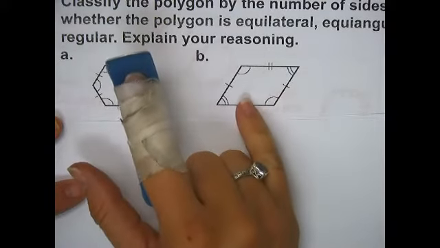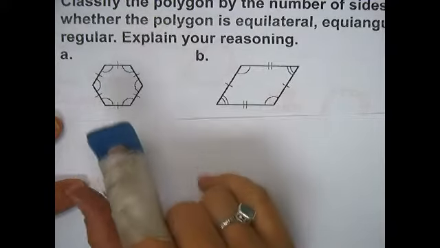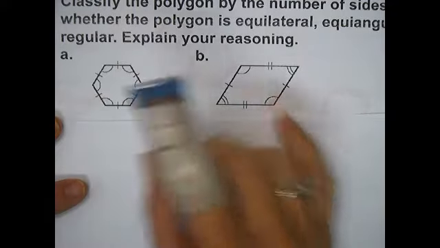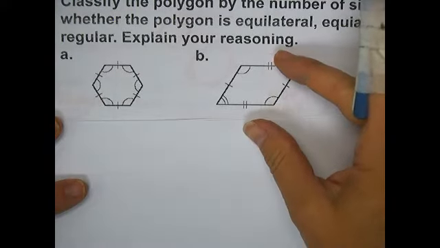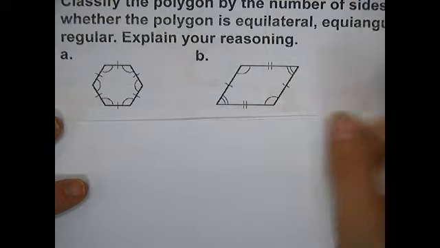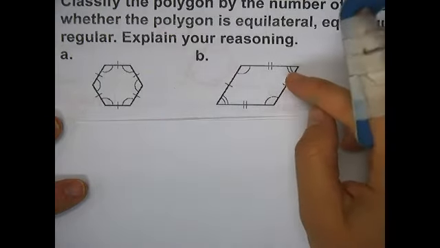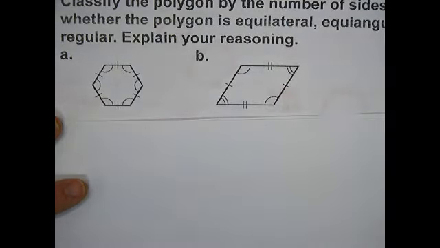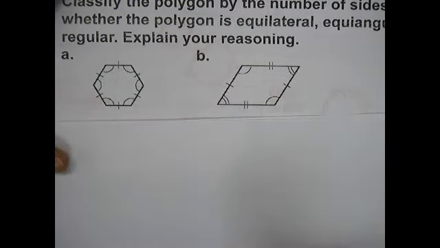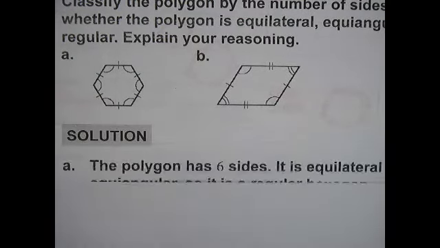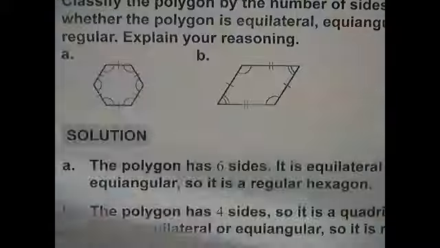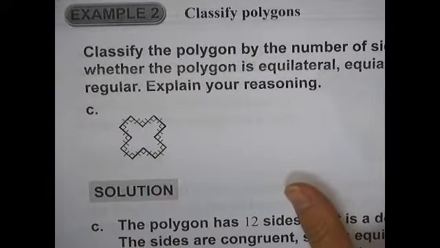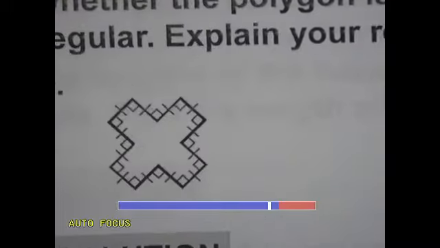This one over here, is it convex? Yes, it's convex. But notice it's not equilateral. Opposite sides are congruent to each other, but all 4 of them are not congruent to each other. So it's not equilateral, and it's also not equiangular. So it's neither regular, equilateral, nor equiangular.